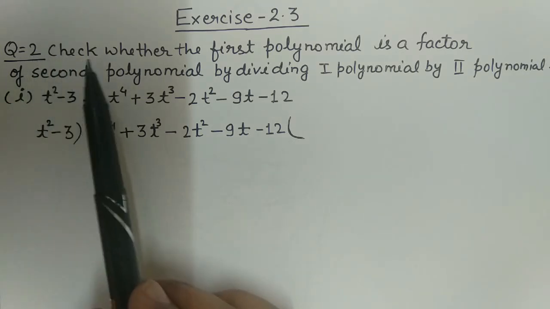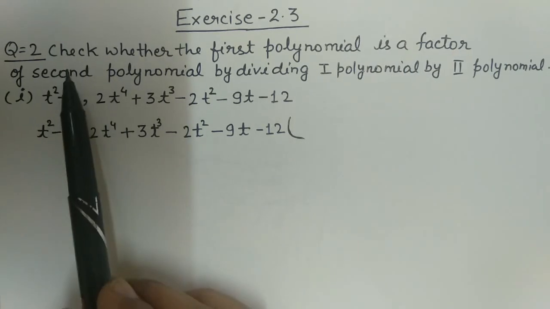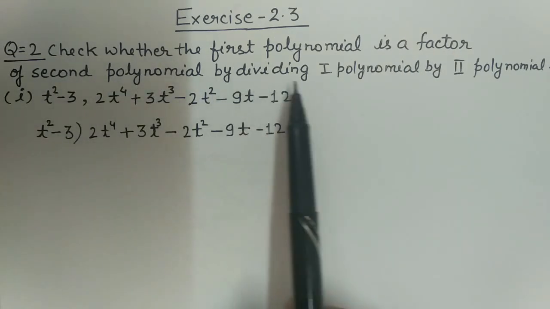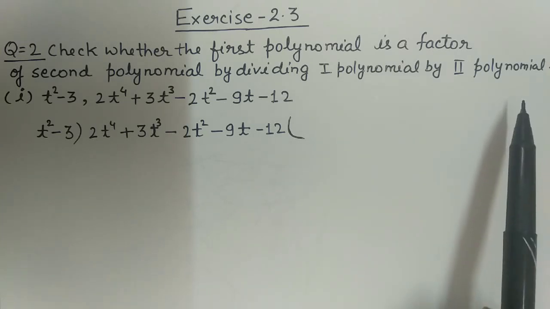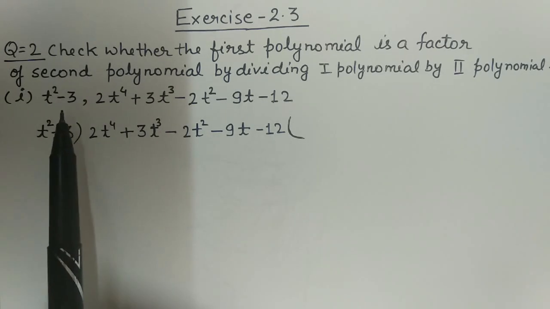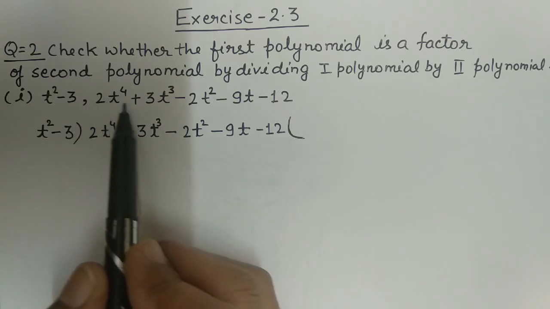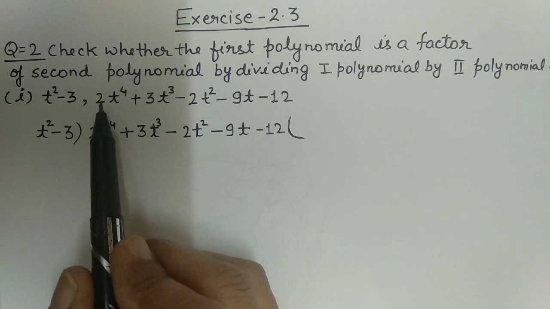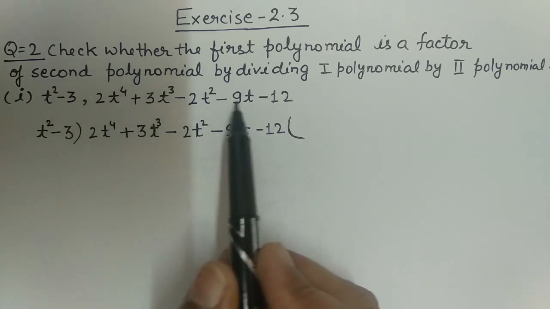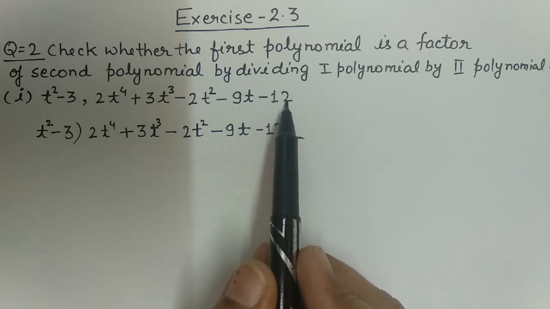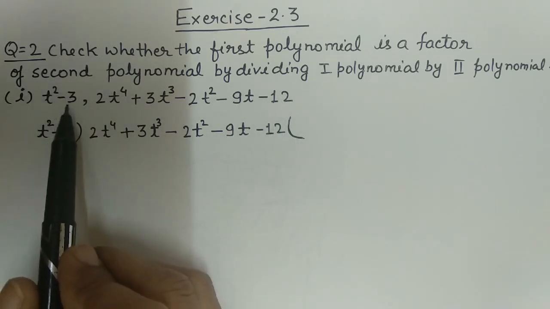Second question is, check whether the first polynomial is a factor of second polynomial by dividing first polynomial by second polynomial. Okay. So what we have to do here, we have to divide second polynomial. This is second polynomial, 2t to the power 4 plus 3t cube minus 2t square minus 9t minus 12. And this is the first polynomial, t square minus 3.